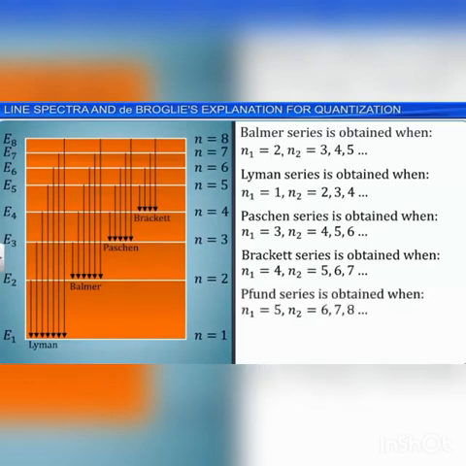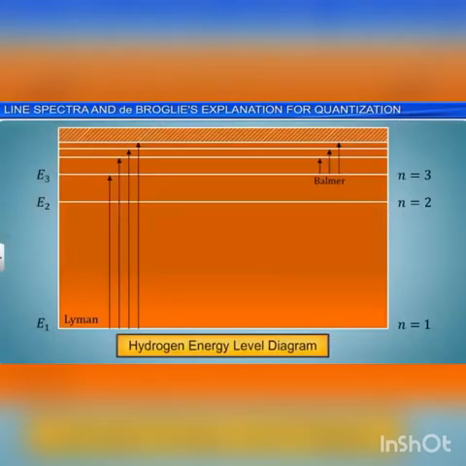the Pfund series. In this diagram, it is clearly seen how different atomic series are produced when electrons jump from a state of higher energy to a lower one. These lines are called emission lines. Likewise, absorption spectra is also obtained when an atom absorbs a photon having an energy equal to the difference in energies of two levels, and it makes a transition from the lower energy level to the higher one. This is called absorption.